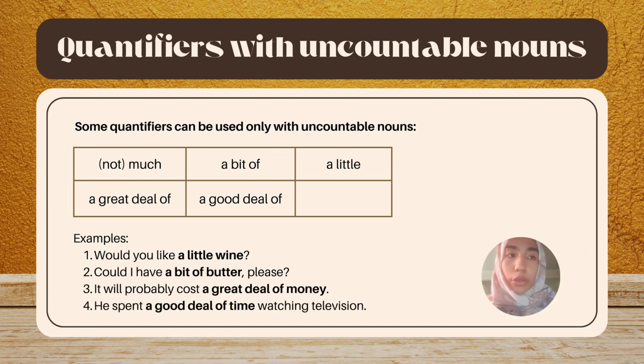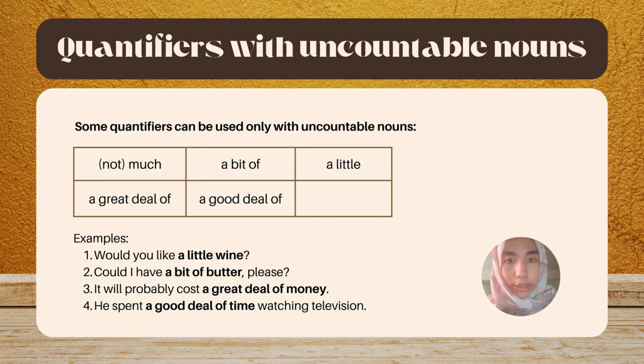Then is quantifiers with uncountable nouns. These quantifiers can be used only with uncountable nouns. Some of them are much or not much, a bit of, a little, a great deal of, and a good deal of. Some examples of sentences are: firstly, would you like a little wine? Then, could I have a bit of butter, please? Next, it will probably cost a great deal of money. And lastly, he spent a good deal of time watching television.